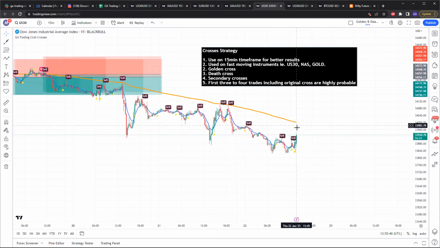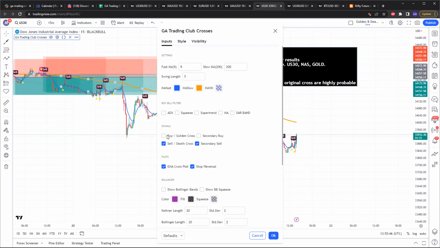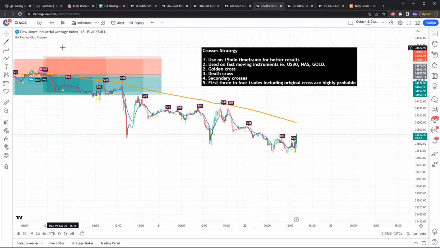So I'll be looking for the buy on US 30 based off of the golden cross. So right here, I already turned off the buys. So right now, maybe I can turn on the buys right here and just rinse and repeat it.